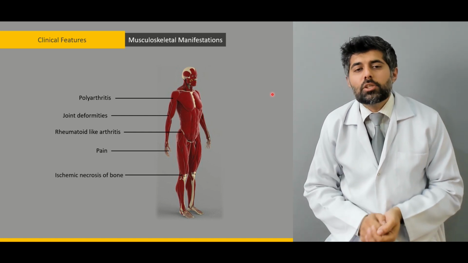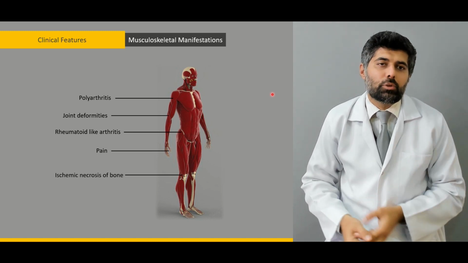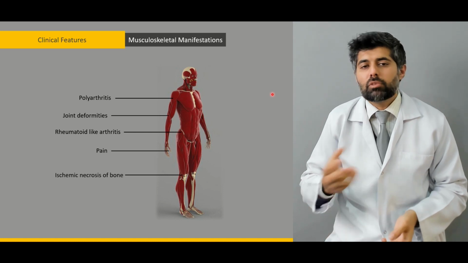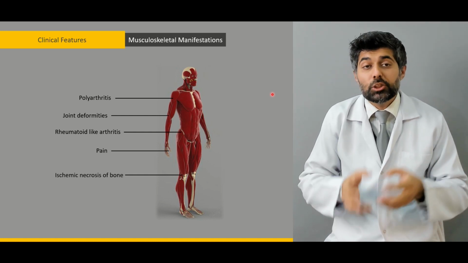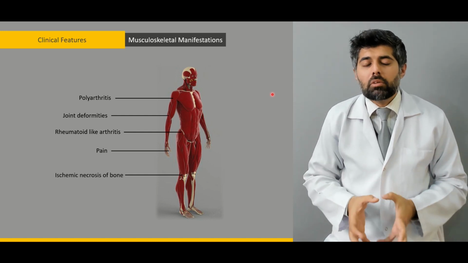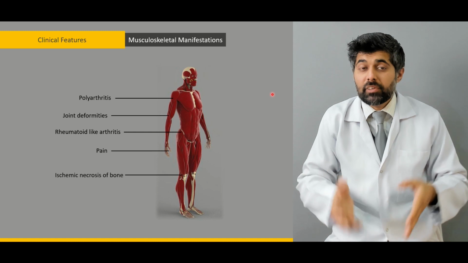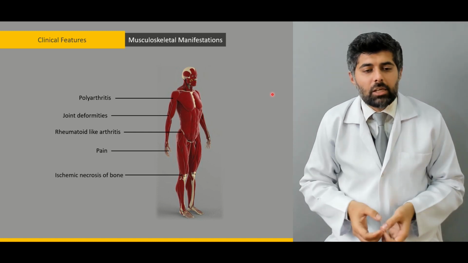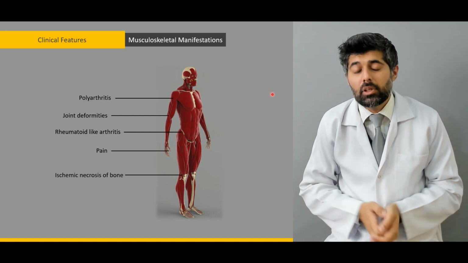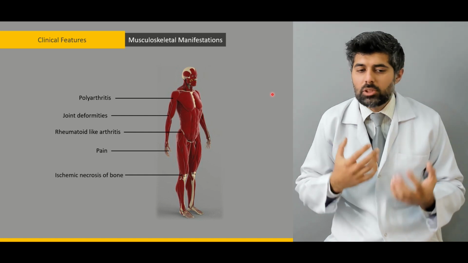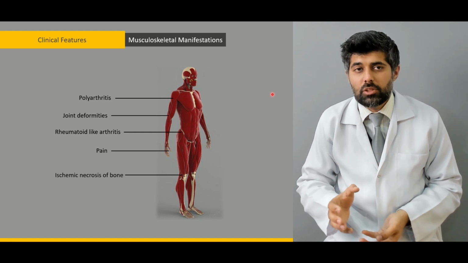Now, one complication among the musculoskeletal manifestations is the ischemic necrosis of the bone. When a patient suffers from musculoskeletal manifestation, but the pain inside the bone is unilateral, because in polyarthritis it is usually bilateral because both joints are affected. But if it is unilateral, ischemic necrosis of bone should be considered. It should be investigated further and should be ruled out, because ischemic necrosis can result in amputation of the said patient.